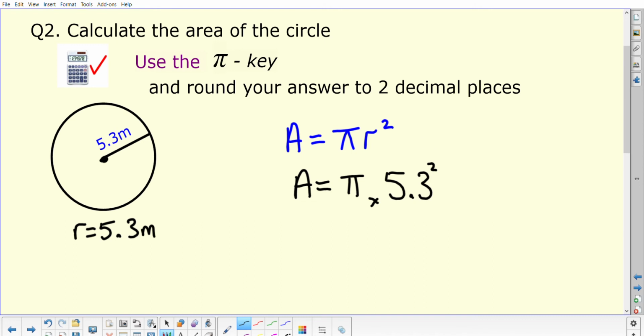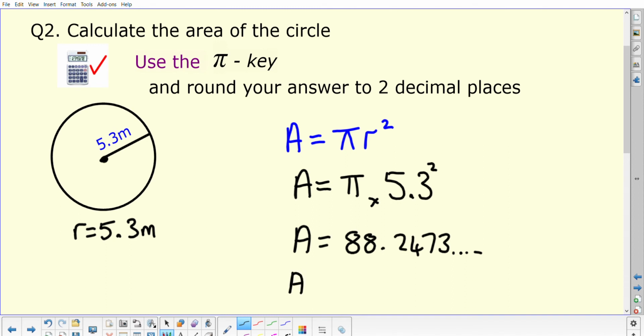You can use your x squared key on the calculator to do that. So if you know how to bring up the pi key, times by the 5.3, press the x squared key on your calculator. If you do all that, you will get this value, 88.2473, and a whole load of other digits.